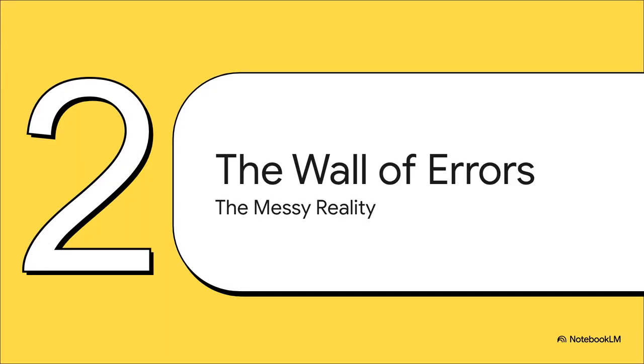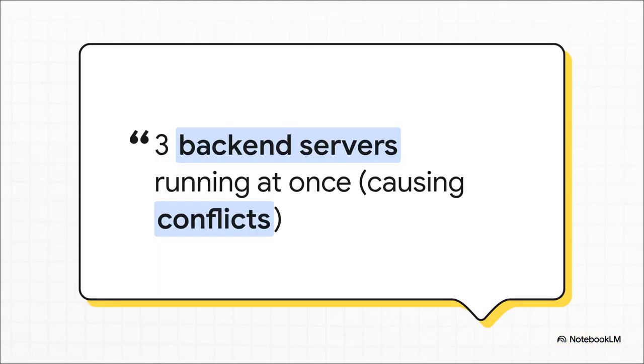So you've got this incredible vision, right? But then reality hits. And for the developers, that reality was something they called the wall of errors. I mean, this quote, pulled straight from their development logs, just says it all. Can you imagine? They had not one, but three different backend servers all trying to run at the same time, basically fighting with each other. It was just a recipe for pure chaos.